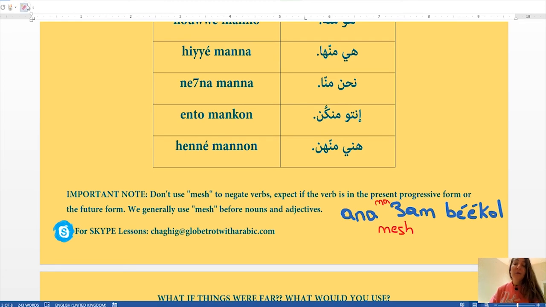I am not eating. You can also use this with the future form. The future form of I will eat in Arabic is أنا راح أكل. I will eat. You can say to make it negative, أنا ما راح أكل or أنا مش راح أكل. They both mean exactly the same thing. I won't eat. In this case, you drop the B. Also, you drop the B. We can talk about verbs in detail later on. For now, memorize that you can put مش in front of nouns and in front of adjectives.